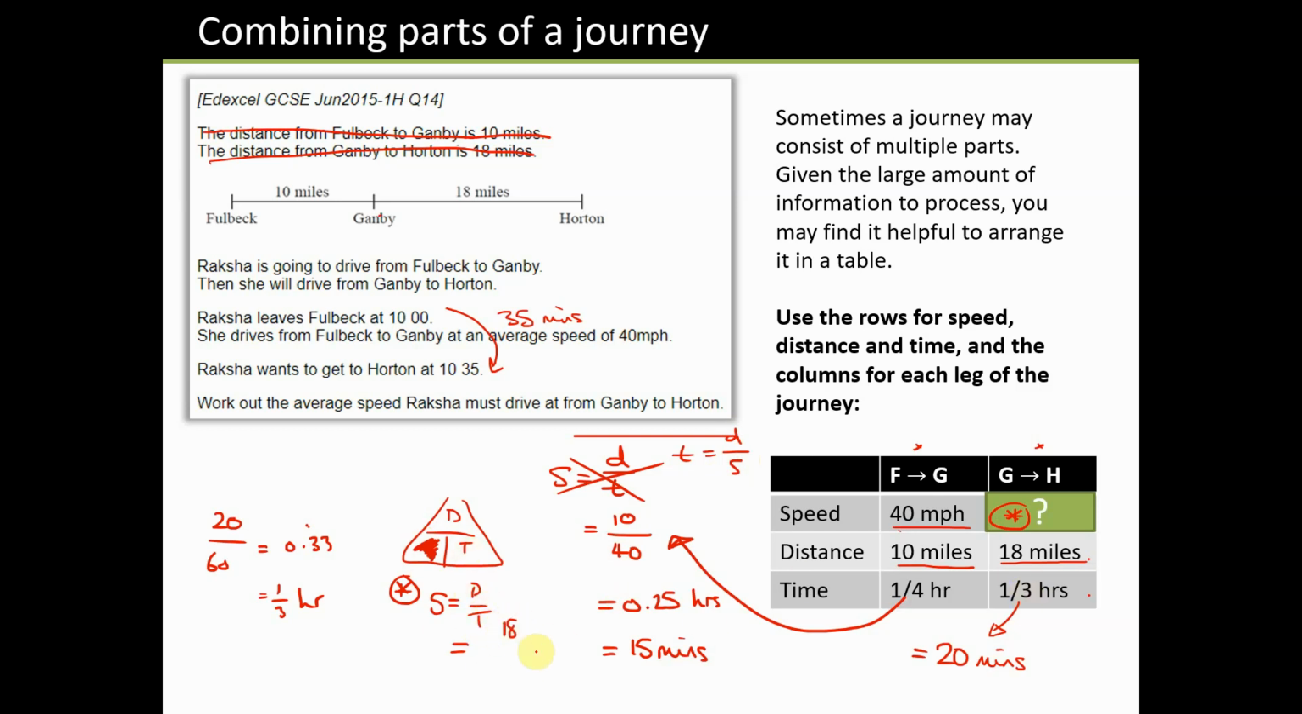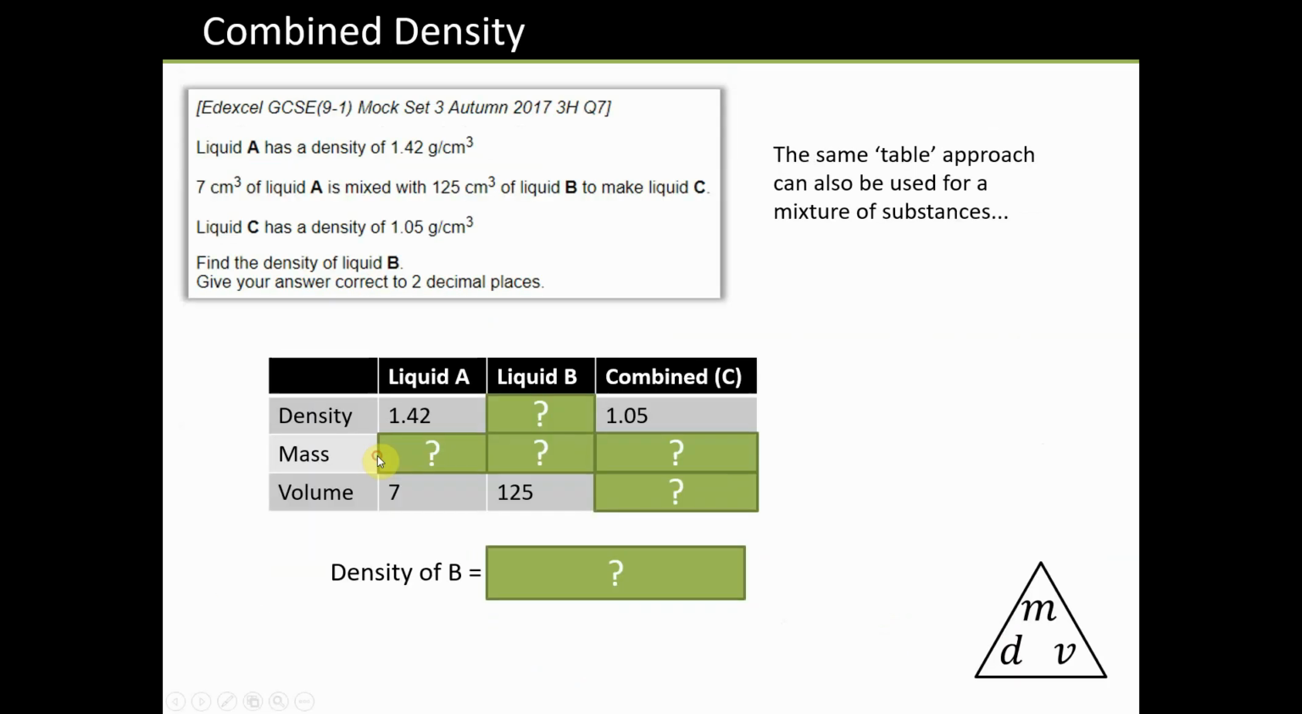So distance over time. Distance is 18. Time is a third, or 0.33. Get your calculator out, or maybe you know that that would be 54. So she must travel 54 miles per hour to get to her destination within 35 minutes. If she travelled faster, she'd get there sooner. So the minimum she'd want to travel in that second part of the journey is 54 miles per hour.